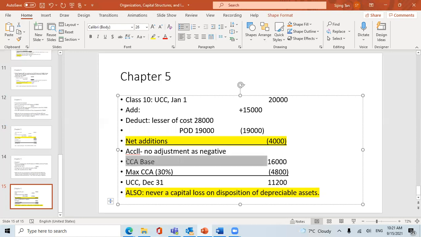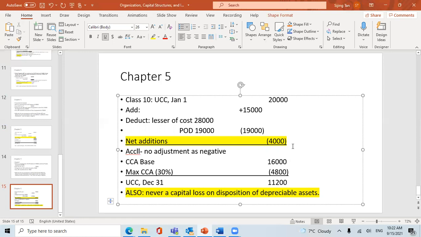Then the CCA base will simply be $20,000 deduct $4,000. The CCA base will be $16,000. Now the max CCA deduction will be 30% under Class 10. 30% times $16,000 will be $4,800. And to close for this year, our UCC for December 31st will be 16,000 deduct 4,800, which will be $11,200. Also remember, there's never a capital loss on disposition of depreciable assets. So we do not need to do any capital loss carry forward.